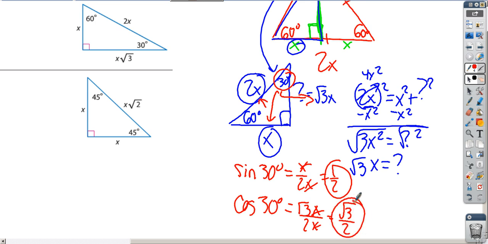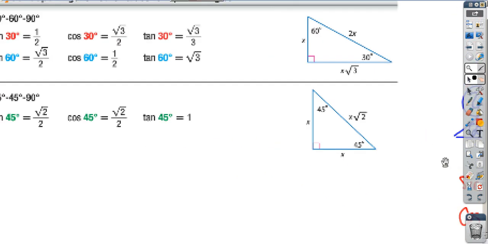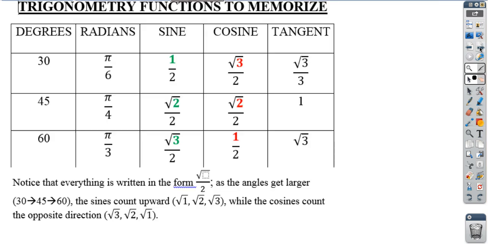And the point of doing this is that every single 30, 60, 90 triangle, no matter what the size is, its sine of 30 will always be 1/2. Its cosine of 30 will always be radical 3 over 2. And you can see the other ones there. 45, 45, 90 would work in a similar way. So here's the ones to memorize, and you don't have to worry right now about what radians means. We'll talk about that later.